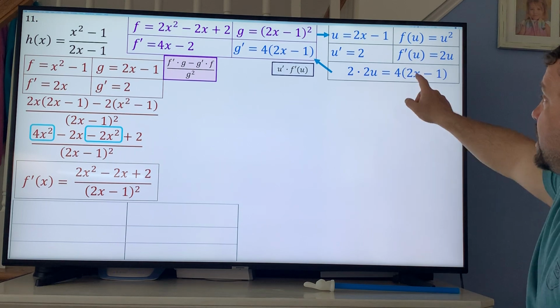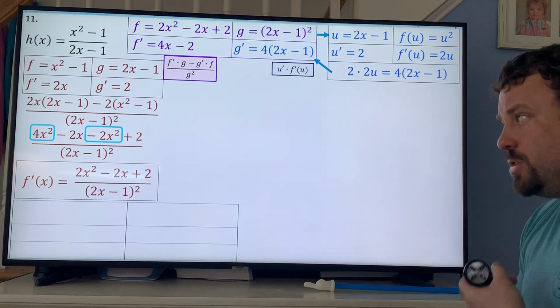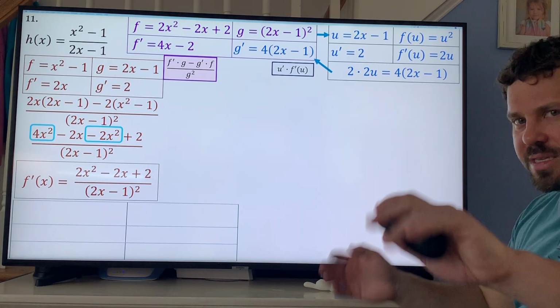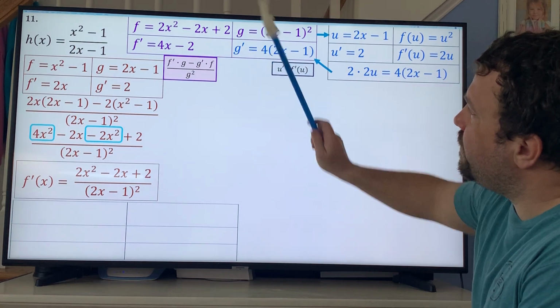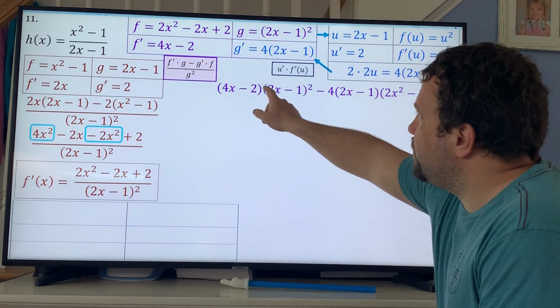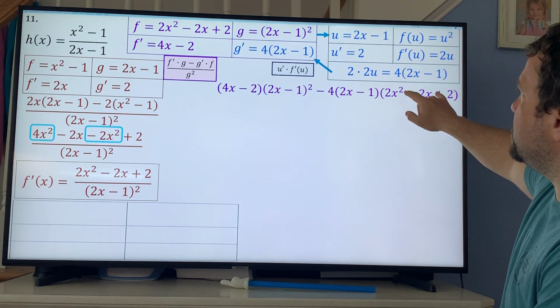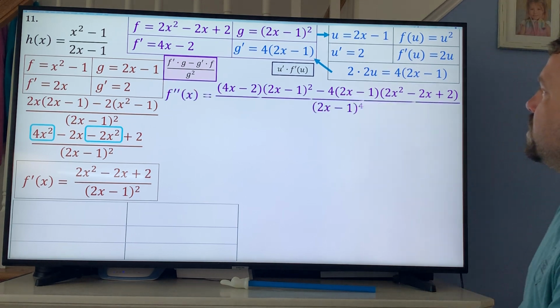Notice I didn't make this 8x minus 4 because I'm going to use that 2x minus 1 and I'm going to actually reduce it later, okay? A lot of people want to just expand, expand, expand. Save it for the end, all right? F prime G, G prime F. F prime G minus, so right here we got, this is a little annoying, but we're going to keep this, and then we put it over G squared.